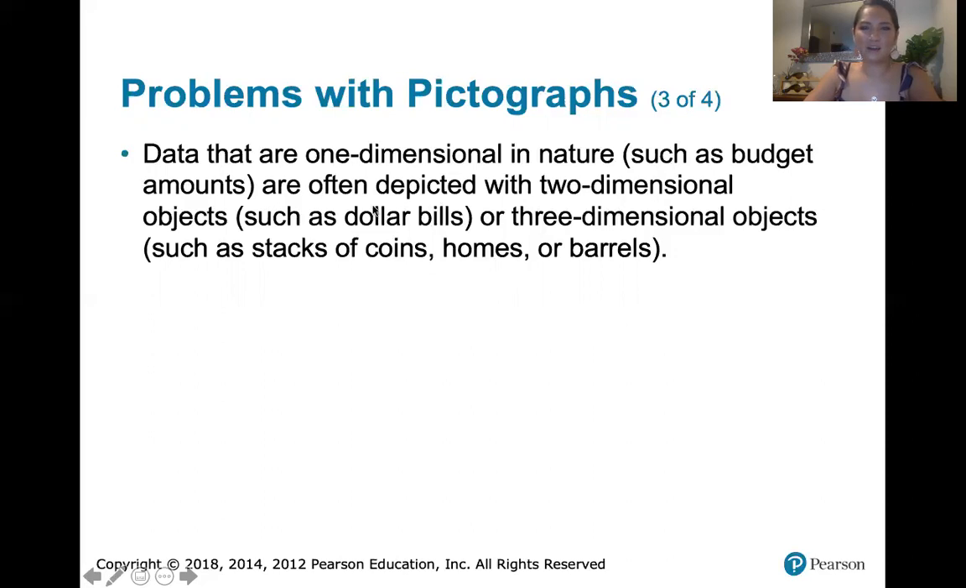I like the concrete examples that are discussed in this first bullet point. It says, data that are one-dimensional in nature, such as a budget amount. So those are numbers of dollars, are often depicted with two-dimensional objects such as dollar bills, or three-dimensional objects such as stacks of coins or homes or barrels. The problem with that is that if I change a one-dimensional object by a factor of 2, so I just double it, well, it's going to change the two-dimensional version of that by a factor of 4, or the three-dimensional version of that by a factor of 8.